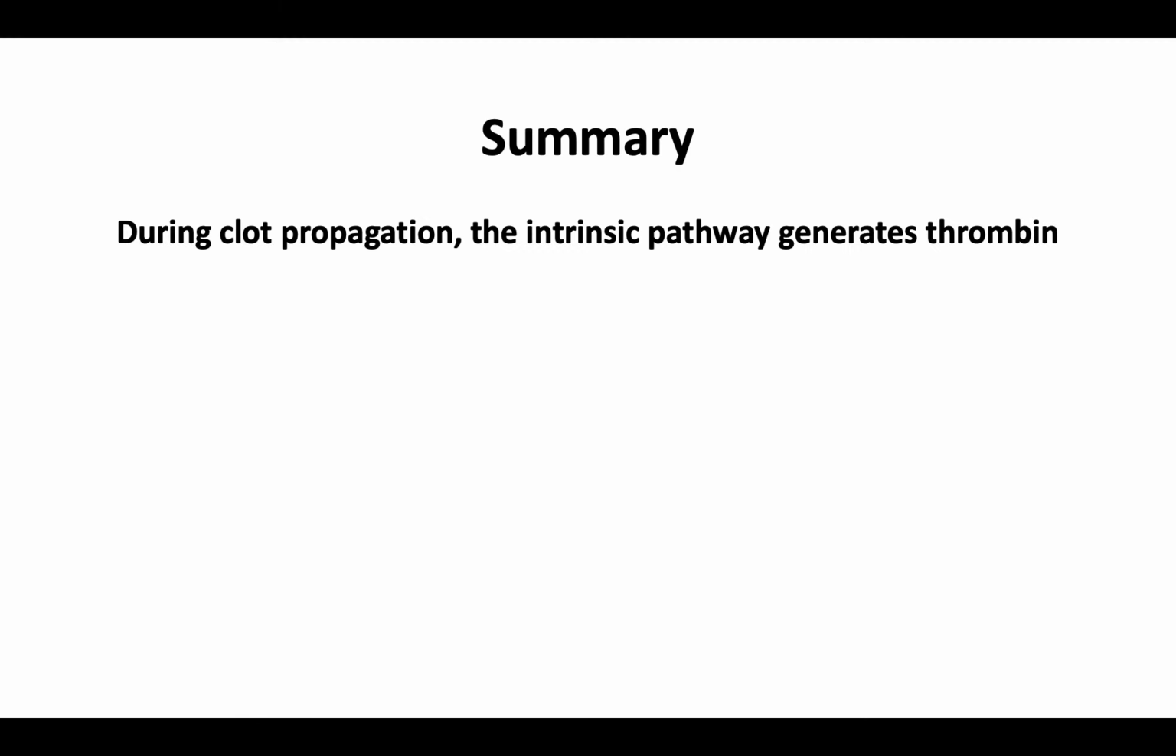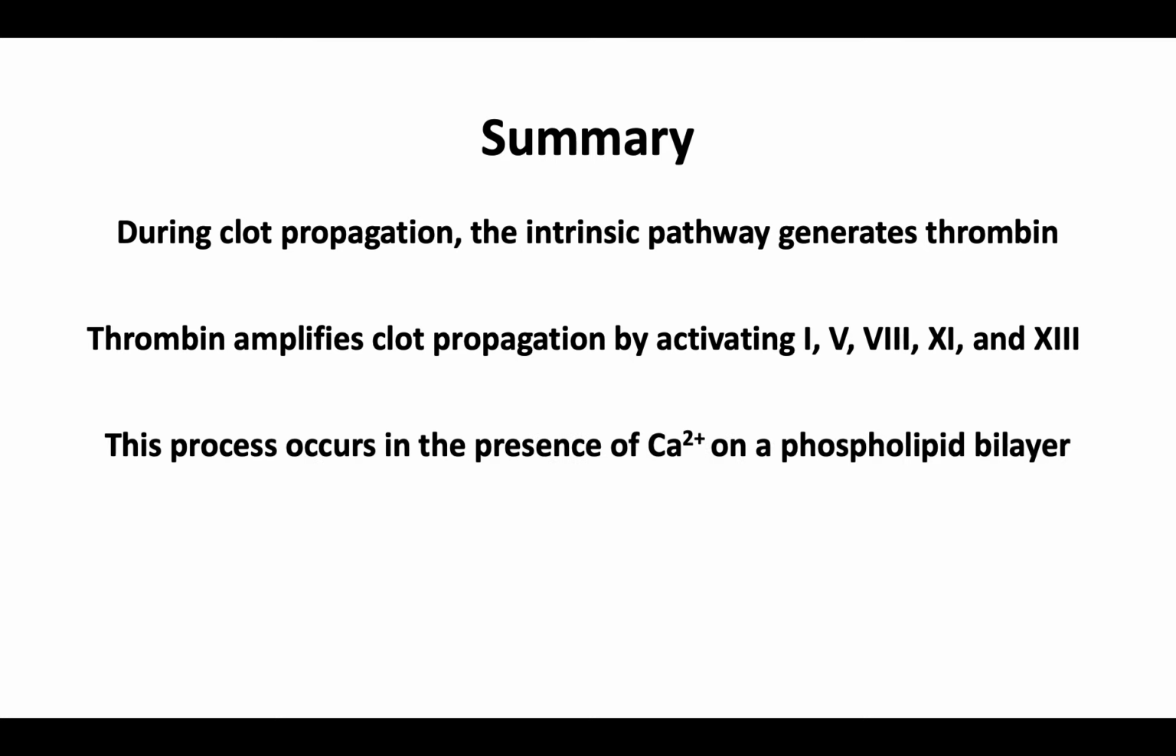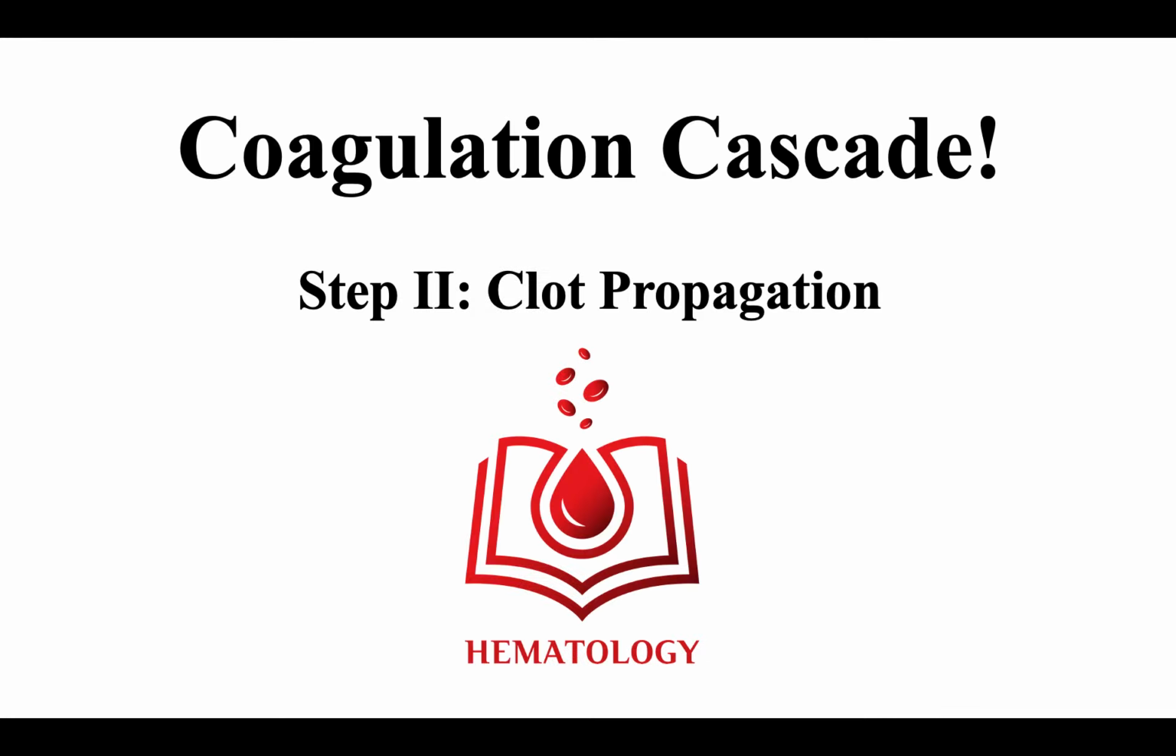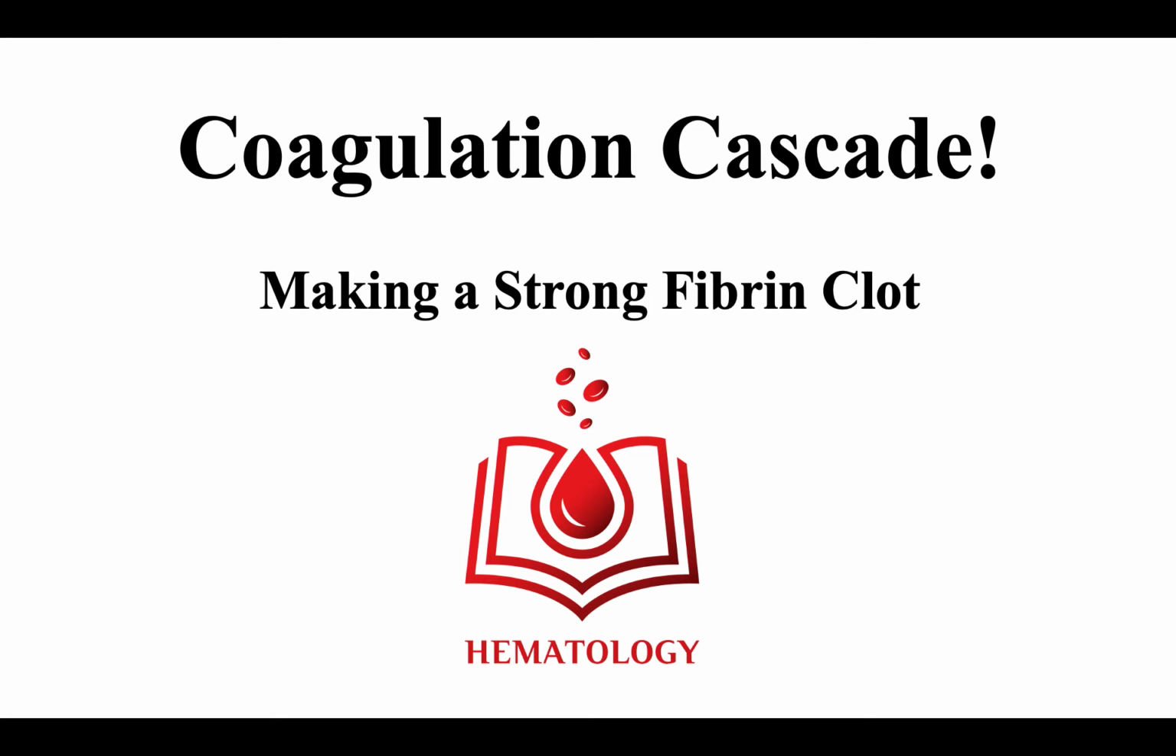To summarize, we learned the following points. During clot propagation, the intrinsic pathway generates thrombin. Thrombin amplifies clot generation in a positive feedback loop by converting fibrinogen to fibrin and activating factors 5, 8, 11, and 13. Clot propagation occurs in the presence of calcium on a phospholipid bilayer. This ends the video in which we learned about step 2, clot propagation, of the coagulation cascade as we advance towards making a strong fibrin clot.